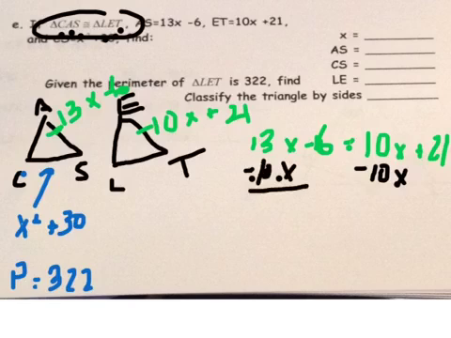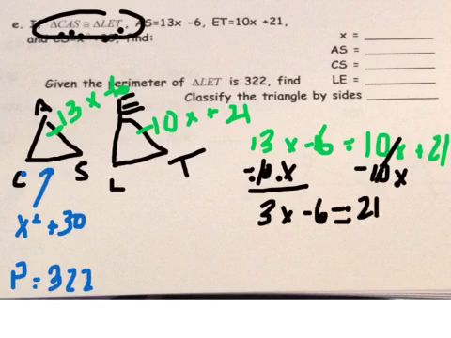If only the iPad would pick up. 13x minus 10x is 3x. 3x minus 6 is going to be 21. If I add 6 to both sides, 3x would be 21 plus 6 is 27.